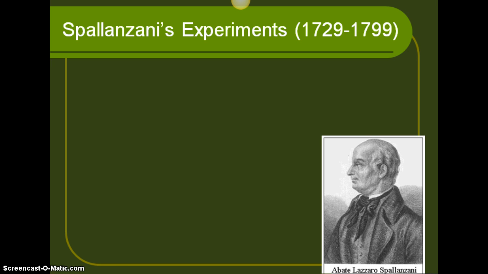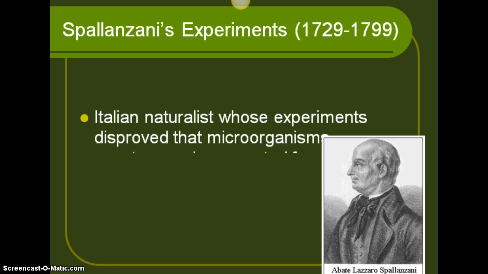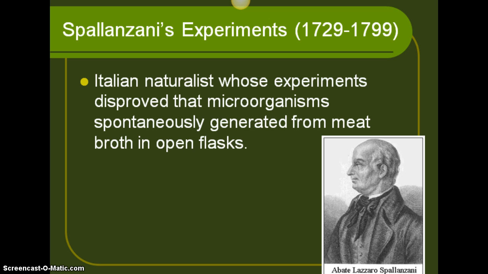Our next scientist that kind of built off of this was 1729 to 1799, Spallanzani. And he was an Italian naturalist, and he looked at microorganisms spontaneously generating from meat broth in open flasks. So this is looking at broth itself and seeing if there are small little living organisms that would be generated out of this broth. Page 280 has a good explanation.